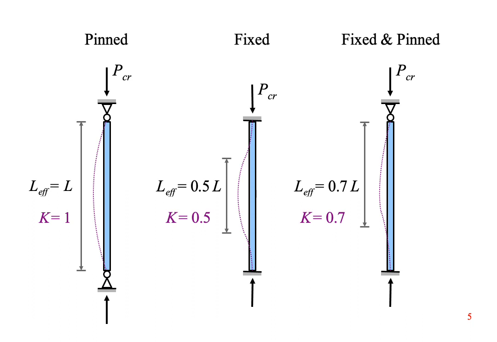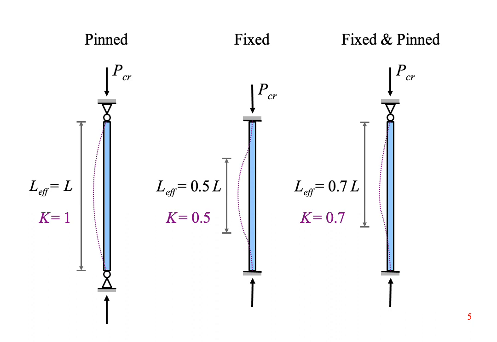Columns are supported in different ways. If the ends of the column are free to rotate, like the ends of a connecting rod in an engine, then we say the column is pinned. The purple line shows that a pinned column develops a curved bow along its entire length. If the ends are fixed, like the wall end of a cantilever beam, then the ends cannot rotate.